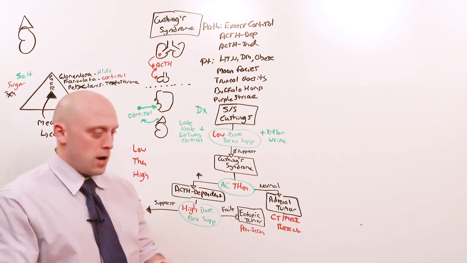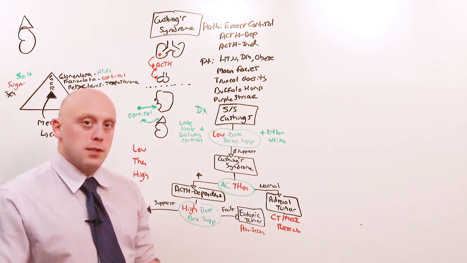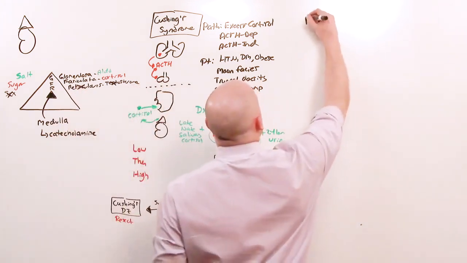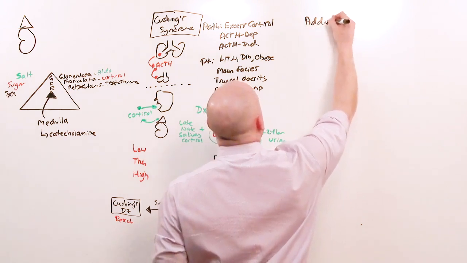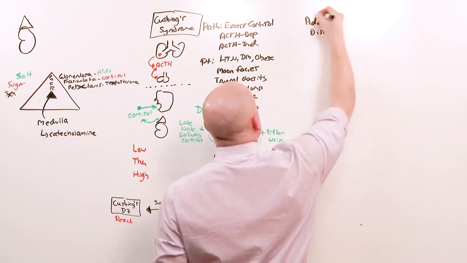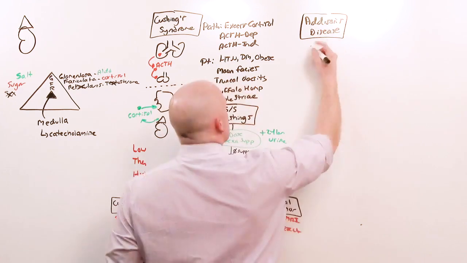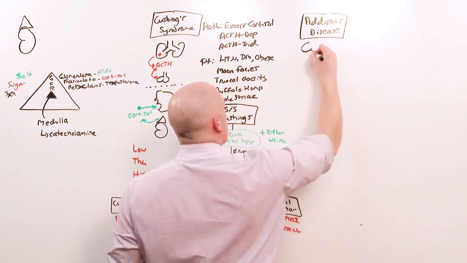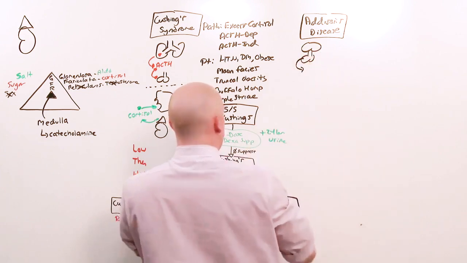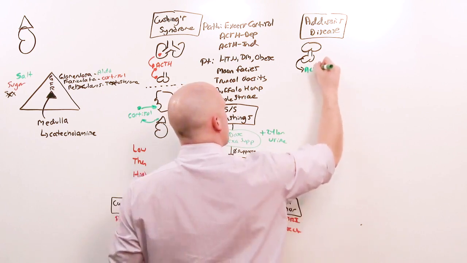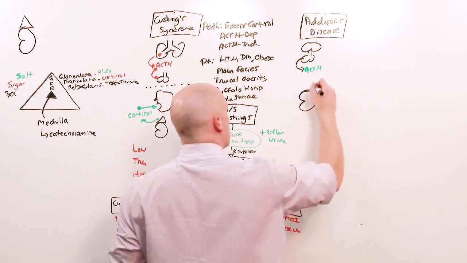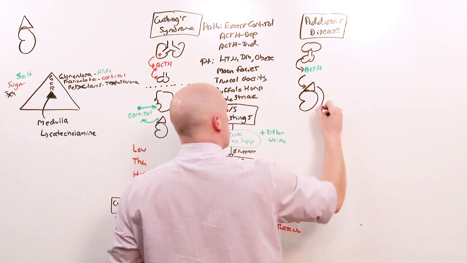Let's talk about now what happens when you have too little cortisol, and that is Addison's disease. Similar system. The brain, anterior pituitary makes ACTH. ACTH tells a little fat hat to make cortisol.